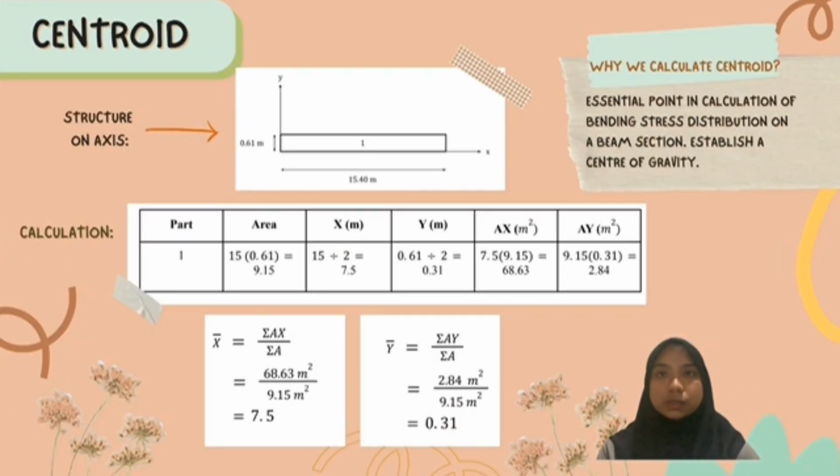Why we need to calculate the centroid is because it will establish a center of gravity of our structure. So here I have drawn my structure on the y-axis and x-axis. So the calculation will be, we only have one part, and the area is 9.15 meter squared. The x is 7.5, y is 0.31, Ax is 68.63 meter squared, while Ay is 2.84 meter squared. And here we can conclude from the calculation that x equals 7.5 and y equals 0.31. So this is the value of our centroid, and it is located in the middle of the structure.